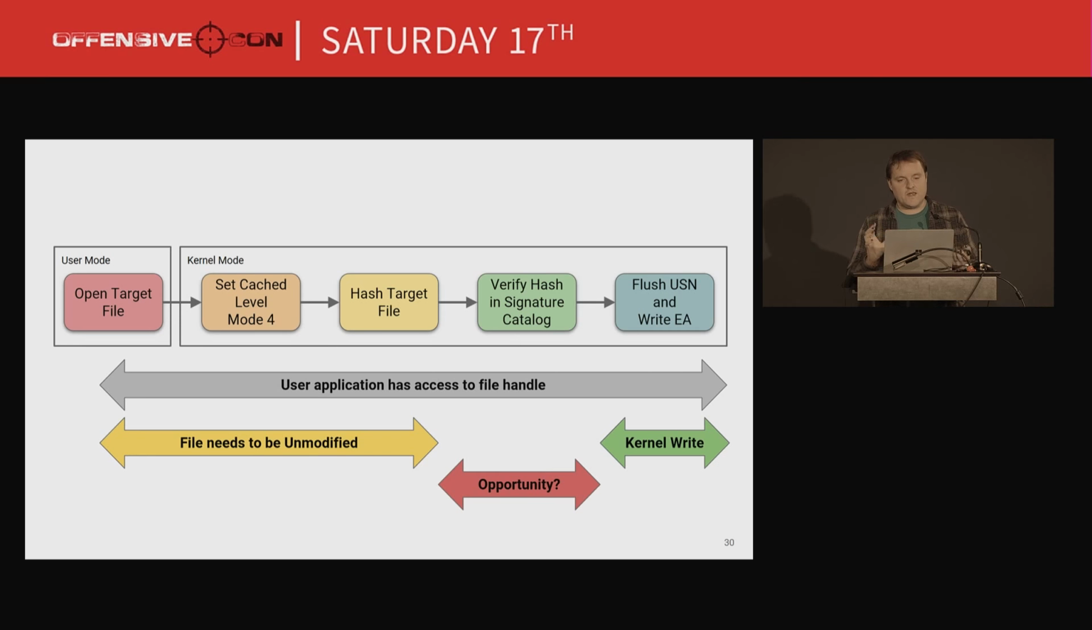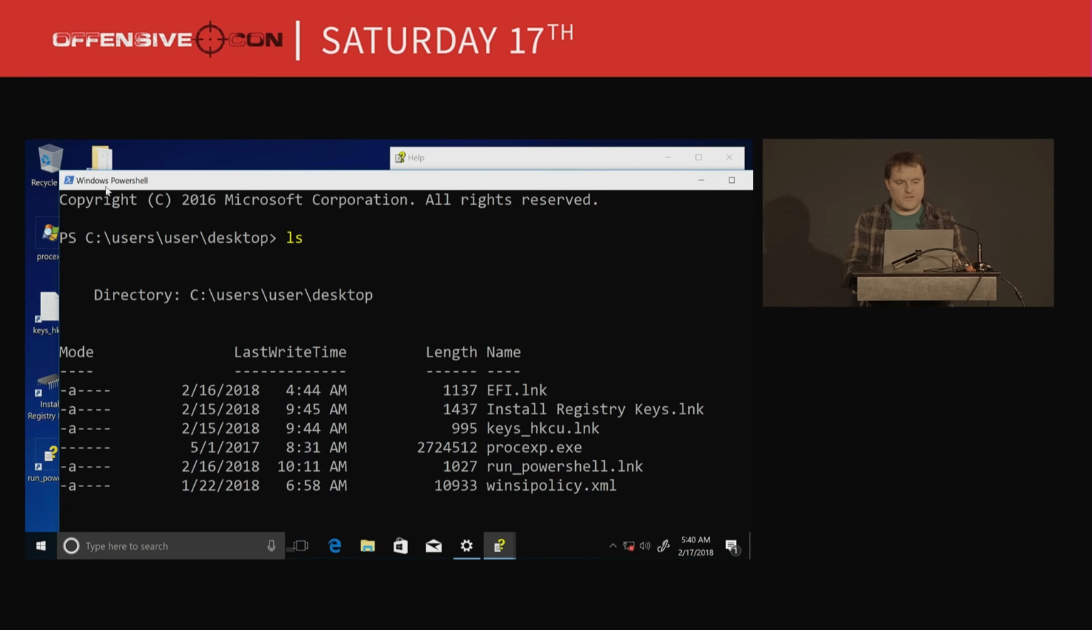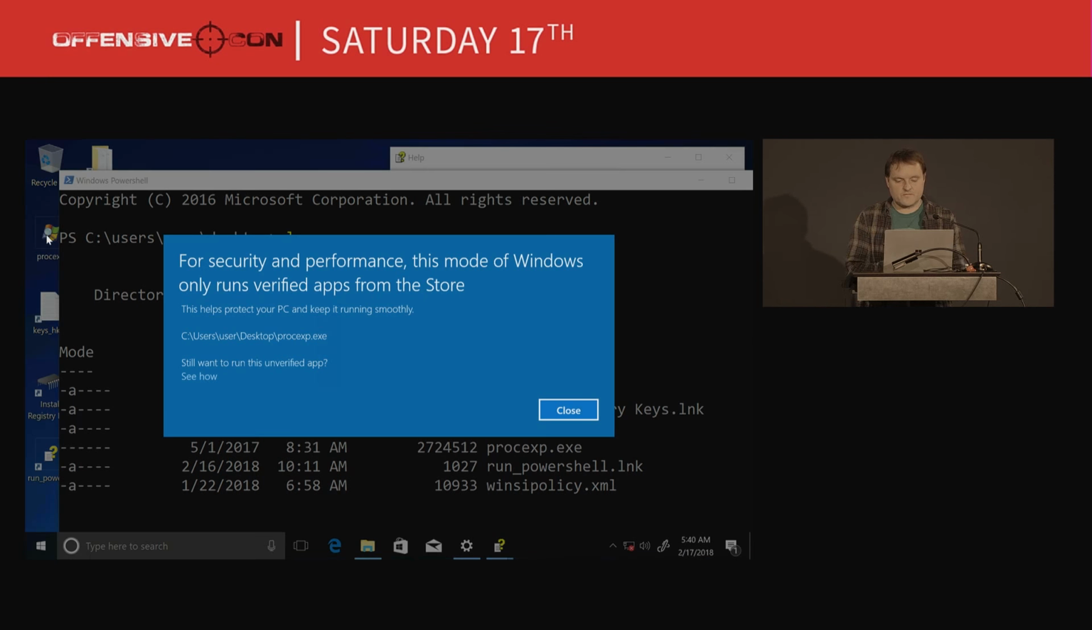So is there a window of opportunity in this little space that we can exploit, and effectively modify the file and get it to cache sign a file it didn't expect? So let's hope this demo works. So I've got Process Explorer. I'd really like to run Process Explorer.